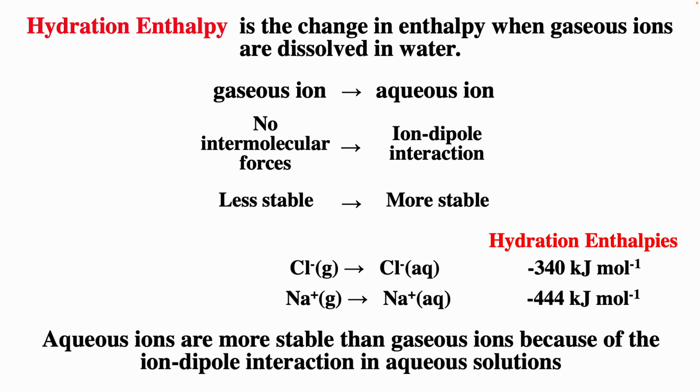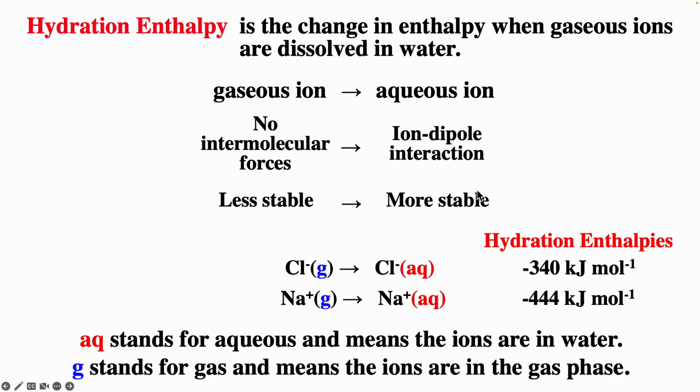Enthalpy is actually how much heat is added to a reaction. And so if energy is released, the enthalpy will be negative. And so this negative energy is just due to the intermolecular forces, right? For the aqueous ion, you have ion-dipole. For the gaseous ion, you have no intermolecular forces. You assume intermolecular forces are negligible. And again, if you see a G, that stands for the gas phase. A Q stands for aqueous, and it means the ions are in water.